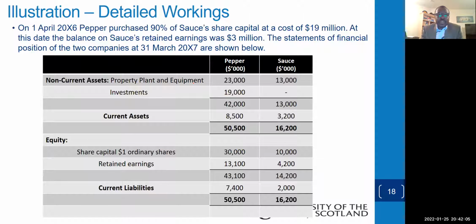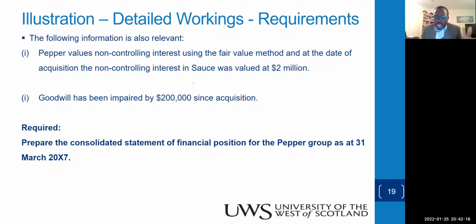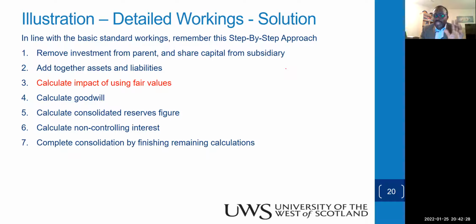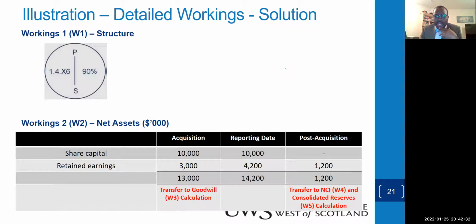Let's move on. So we took a simple example of Pepper's acquisition of Source. Cash consideration, we paid 19 million, straightforward. No need to find the purchase consideration. And we worked through everything. There was an impairment review on the goodwill. NCI at acquisition was 2 million. And then we moved on looking at the basic guiding steps that we need to follow, in no particular order.